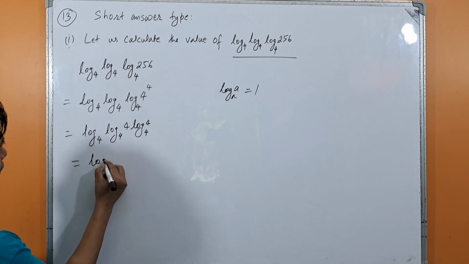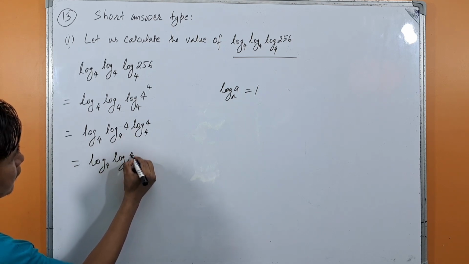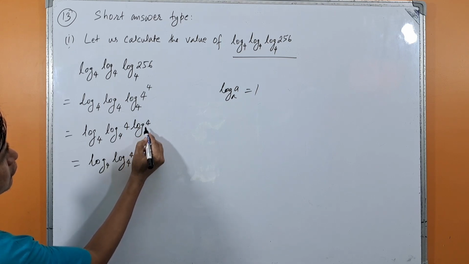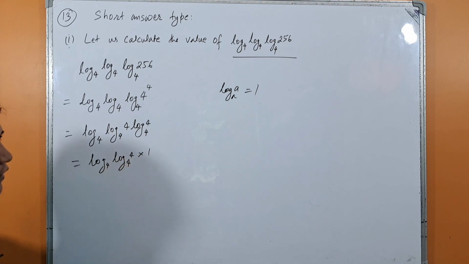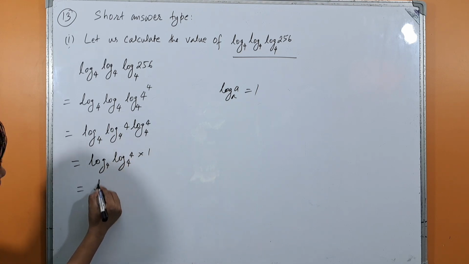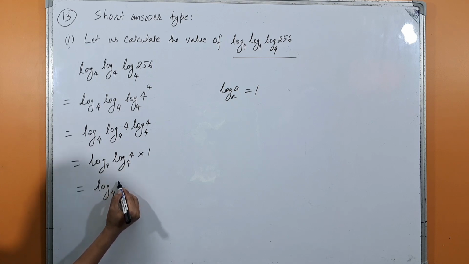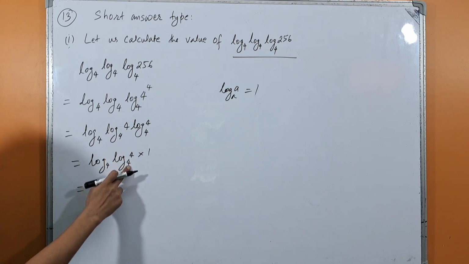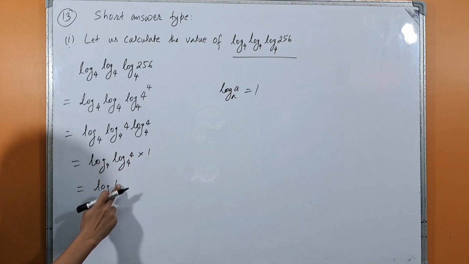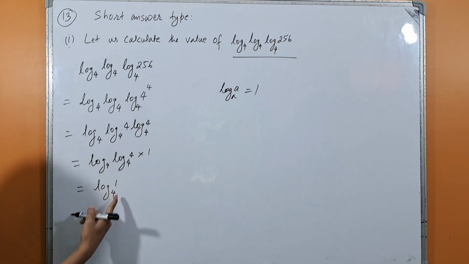This will give us log to the base 4, log to the base 4, and this 4 we have here into log 4 to the base 4 is 1. So log 4 to the base 4 into 1 is log 4 to the base 4 again, isn't it? Equal to log to the base 4. Now log 4 to the base 4 is again 1, so 1 into 1 is 1. Log to the base 4, 1, okay? Log 1 to the base 4.